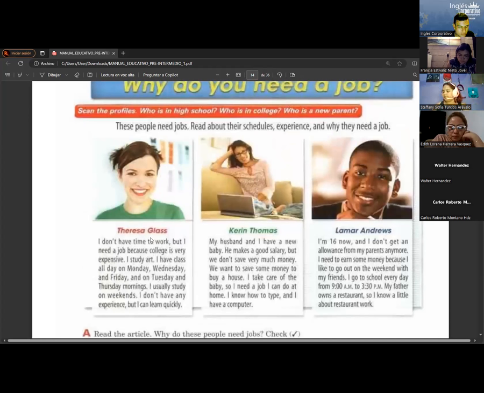Lamar Andrews says, I'm 16 now, and I don't get an allowance from my parents anymore. I need to earn some money because I like to go out on the weekends with my friends. I go to school every day from 9 a.m. to 3:30 p.m. My father owns a restaurant, so I know a little about restaurant work.